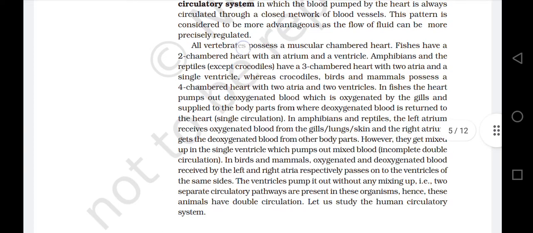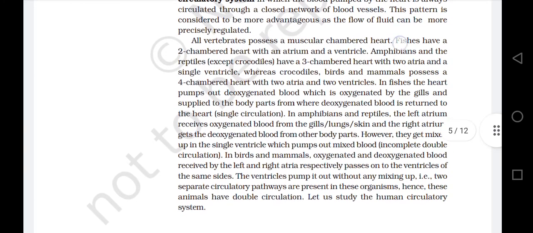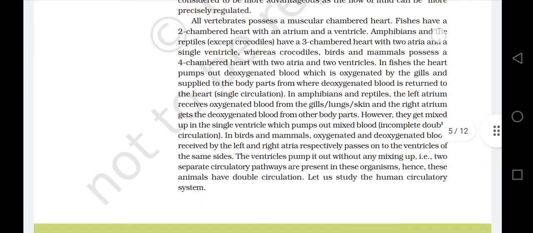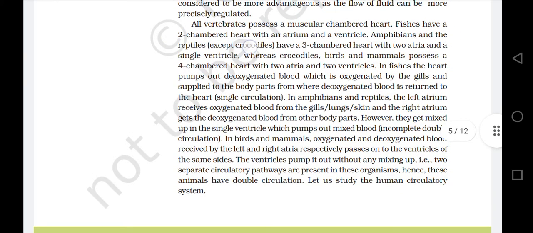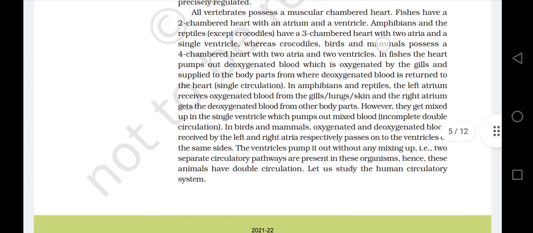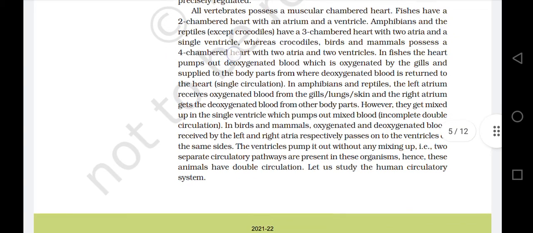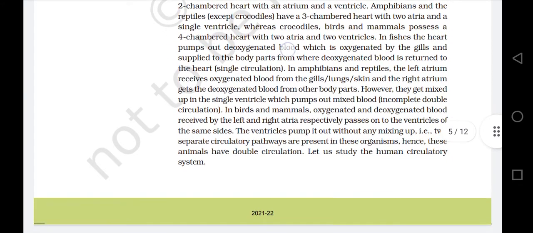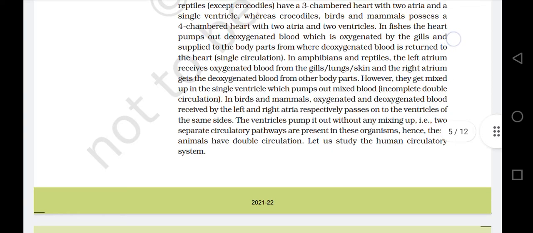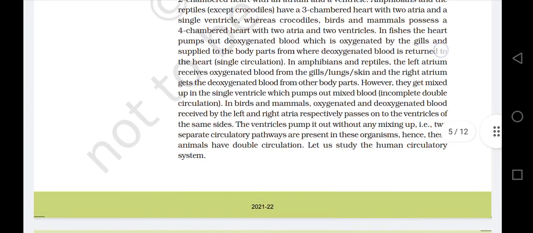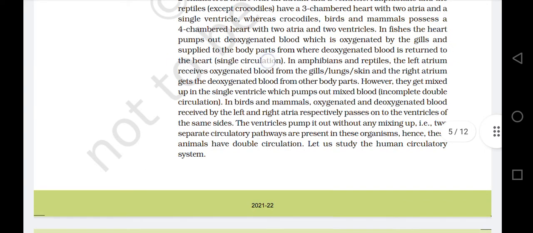All vertebrates possess a muscular chambered heart. Fishes have a two-chambered heart with an atrium and a ventricle. Amphibians and the reptiles except crocodile have a three-chambered heart with two atria and a single ventricle, whereas crocodiles, birds, and mammals possess a four-chambered heart with two atria and two ventricles. In fishes, the heart pumps out deoxygenated blood which is oxygenated by the gills and supplied to the body parts, from where deoxygenated blood is returned to the heart. This is single circulation.